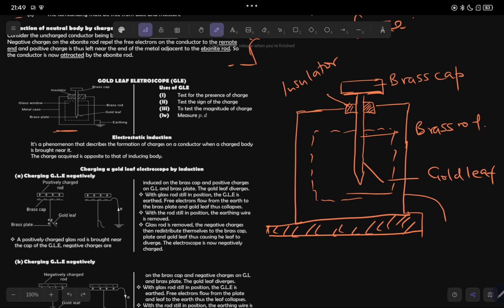Then, to avoid the metal case from affecting the divergence of the gold leaf, the metal case is earthed so that it is kept at zero potential.